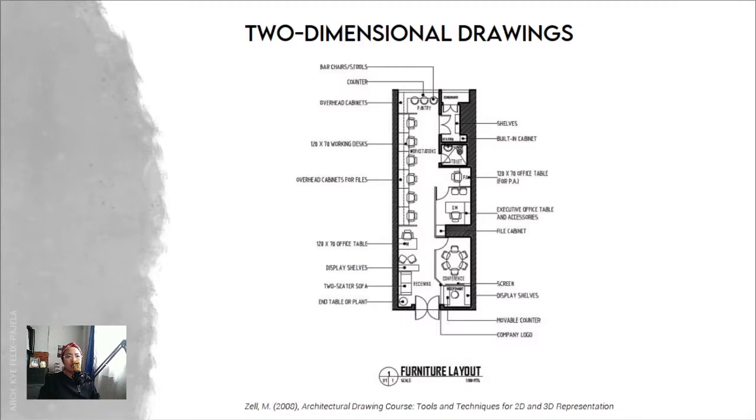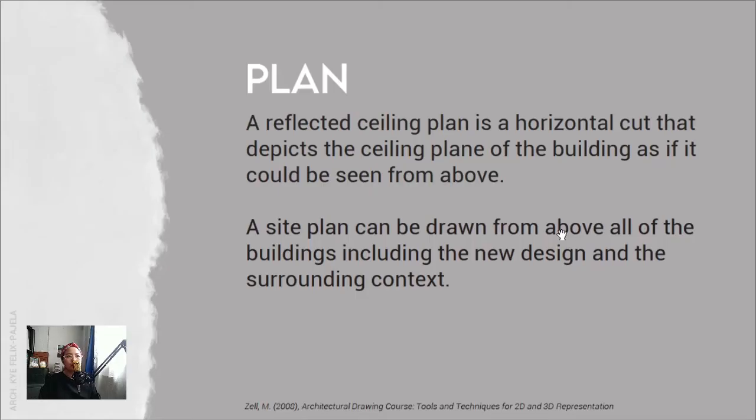And here is an example. So for this particular plan, nakita natin yung furniture. That's why it's labeled as furniture layout. So naka-label na din dito yung mga furniture na kailangang iset up doon sa loob. So that's just one example.